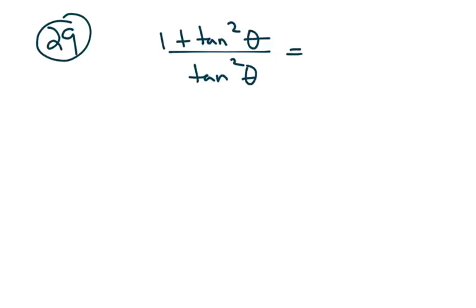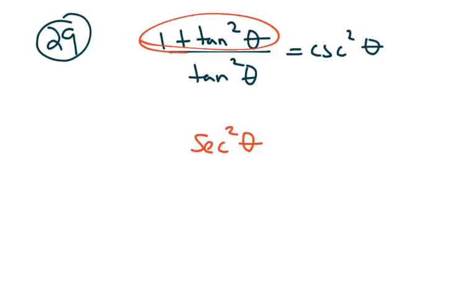Apparently there's no 28, but there is a 29. So 1 plus tangent squared theta over tangent squared theta is equal to cosecant squared theta. Now I know some of you are looking at the problem going, I want to cancel those. If you do, you kill a kitten, and we don't want to kill the kitten. So we're going to take that away. Now if you go look at your Pythagorean identities, you'll find out that 1 plus tangent squared is secant squared.